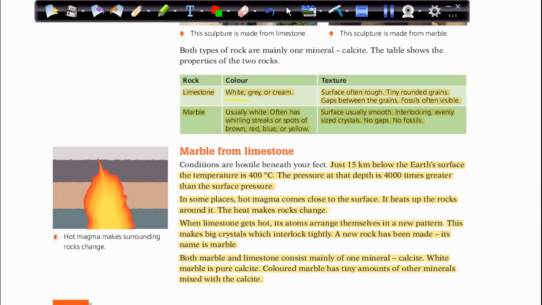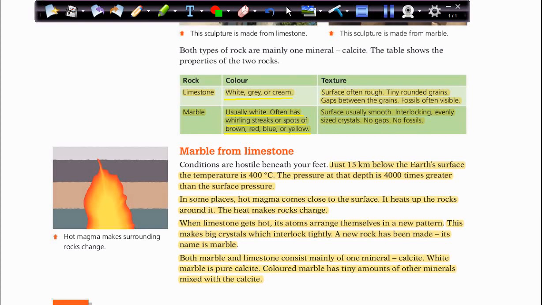Limestone, the color gray or cream, but the marble, usually white, often has whirling streaks or spots of brown, red, blue, or yellow. So what is the meaning of whirling streaks? It's like twisted streaks, lines. You can see them in marble. So sometimes you can find even spots of colors, because we said about the colorful rocks, they have minerals inside them.